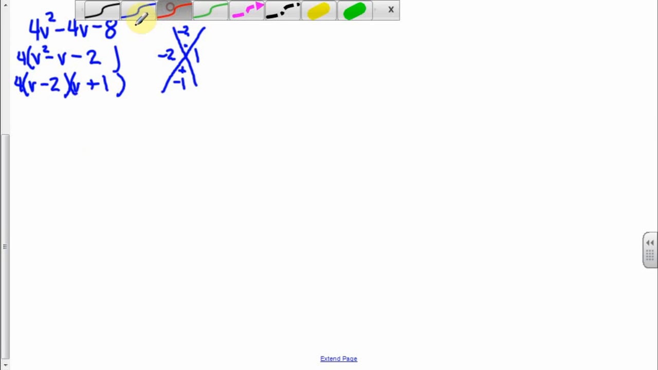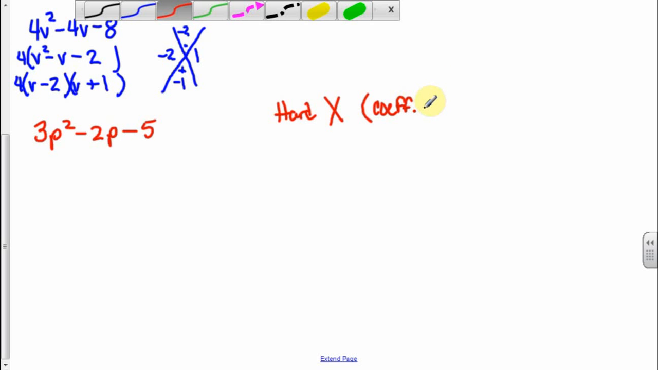Start with this one. I'm going to change colors here. So 3p squared minus 2p minus 5. This is called a hard X problem, or that's my technique. Let me say that. I call this method hard X because the coefficient of the squared term is not 1. It's bigger than 1, okay?